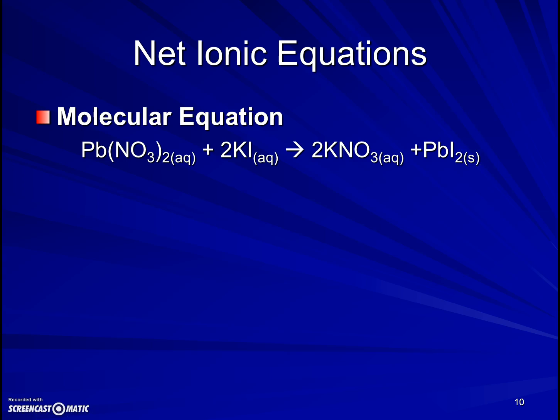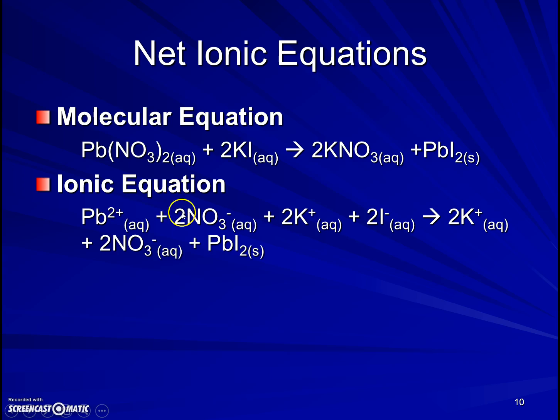So if we want to rewrite this equation as an ionic equation, any ionic compound or strong acid that's shown as aqueous will separate into ions. So instead of writing lead nitrate this way, we'll write lead 2 plus and 2 nitrate ions. Instead of writing 2 potassium iodides, we'll write 2 potassium ions and 2 iodide ions. In the products, instead of writing 2 potassium nitrates, we'll write 2 potassiums and 2 nitrates. But lead iodide is a solid. It's not dissolved in water. It's not separate ions. So we leave that together.